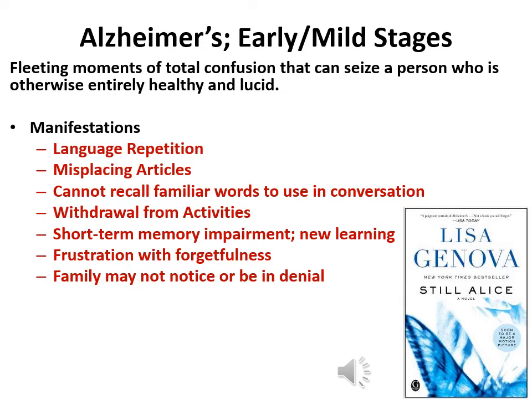But symptoms and early signs of Alzheimer's disease can include difficulty learning and remembering new information, managing finances, a decreased interest in usual activities, a loss of energy, but they still are able to perform most activities such as driving a car, but they can get lost in familiar places. So the slide here says fleeting moments of total confusion that can seize a person who is otherwise entirely healthy and lucid.